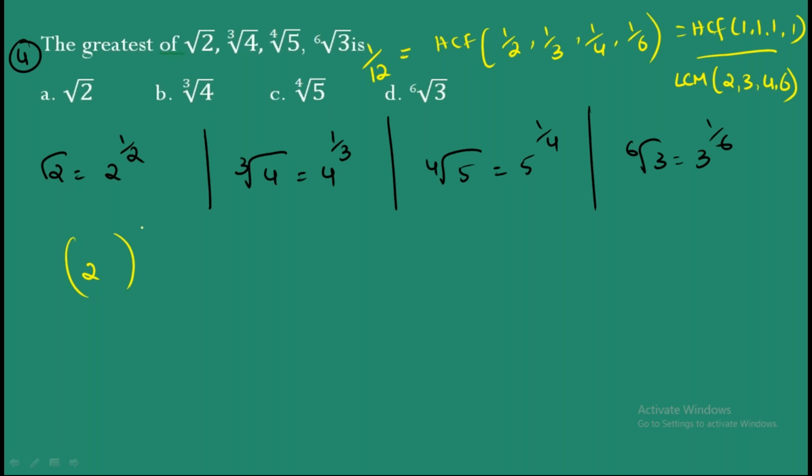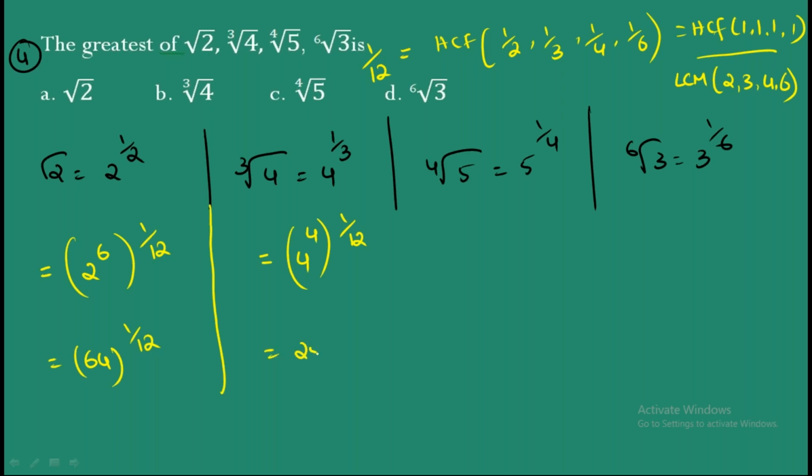If you want 1 by 12 here, actually 2 power 1 by 2, right? This should be 2 power 6. Try to understand, 2 power 1 by 2, that should not change. But power should be 1 by 12. So inside should be 2 power 6, which is 64. Okay, put this one as it is. Whereas 4 power 1 by 3, you want 1 by 12, right? So this should be 4 power 4, which is 256 whole power 1 by 12.